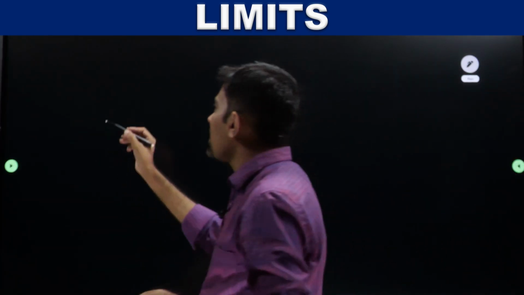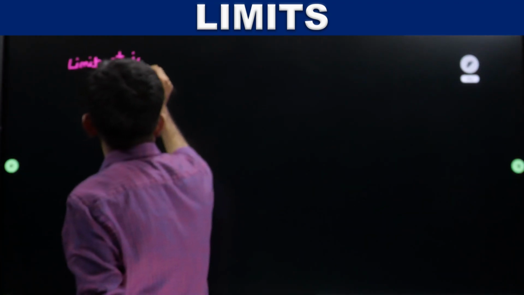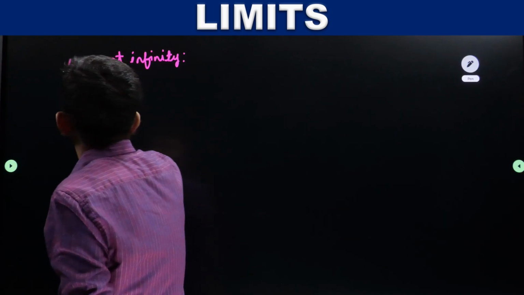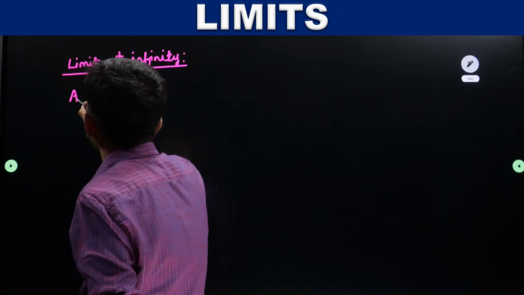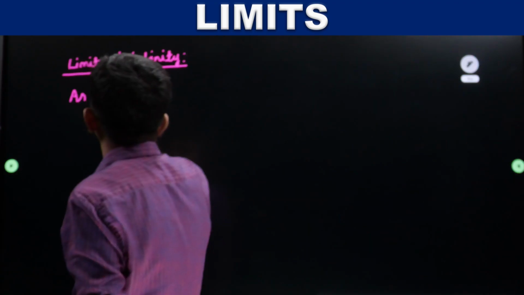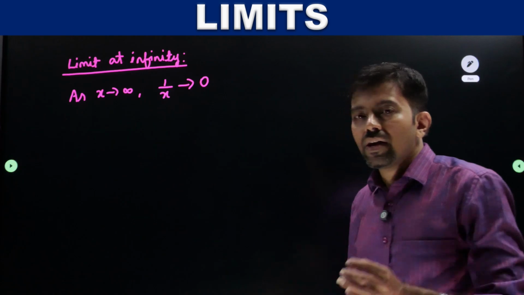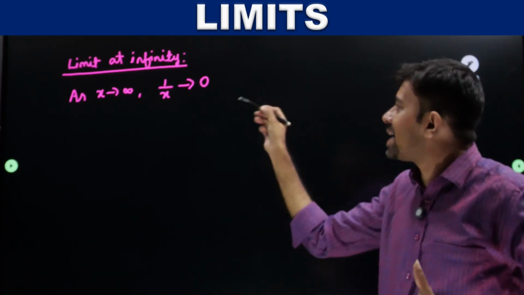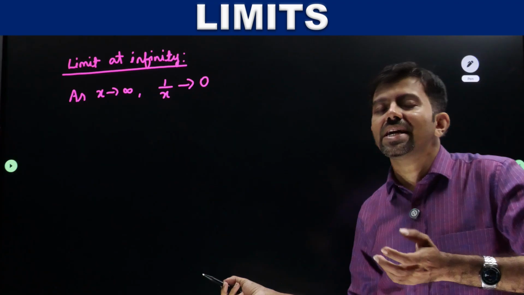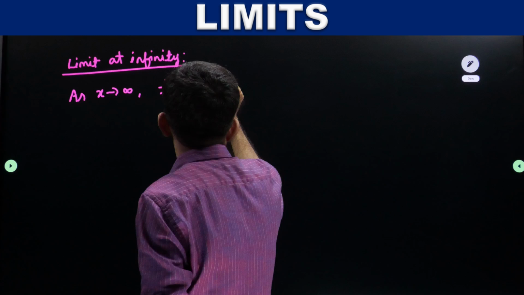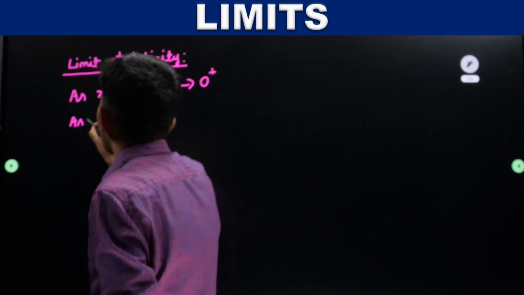Next we discuss limit at infinity. As x tends to infinity, 1 by x tends to 0. You must know this. X tends to plus infinity, 1 by x tends to 0 plus, slightly greater than 0.